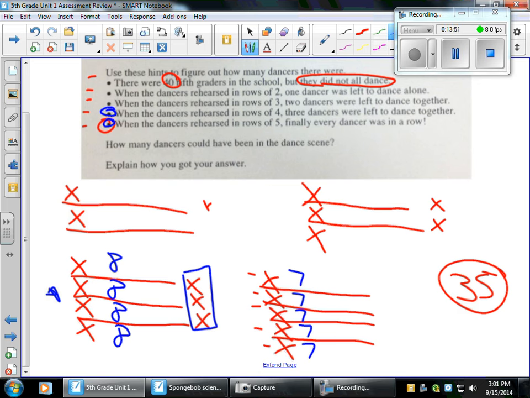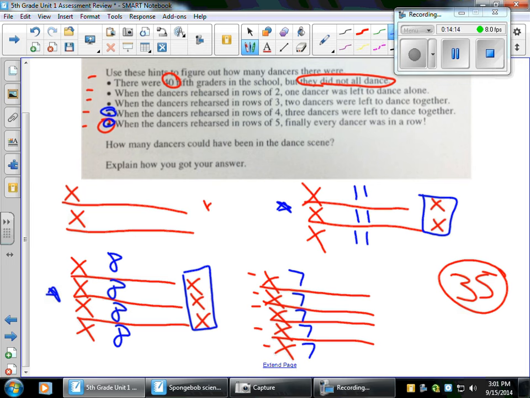Let's move on over here. If I take the number 35 and divide it by 3, how many will be in each row? Well, 3 times 11 is 33. So I have 11 here, and 11 here. I have 33 dancers. That means I would need 2 more to get to 35. So I have 2 extra.